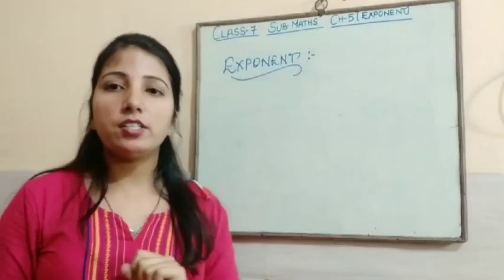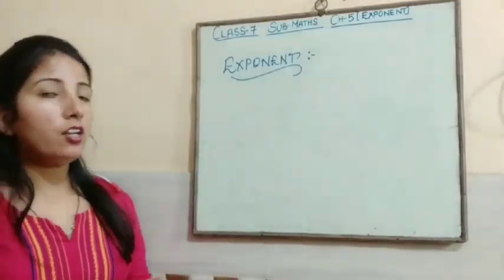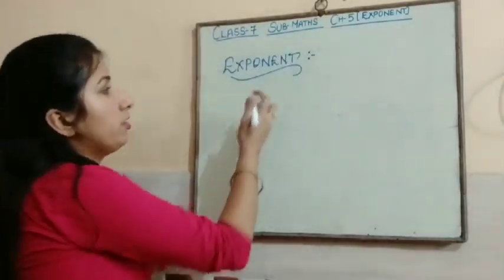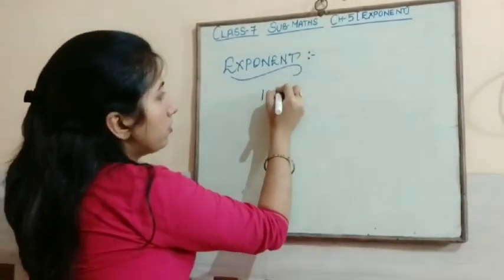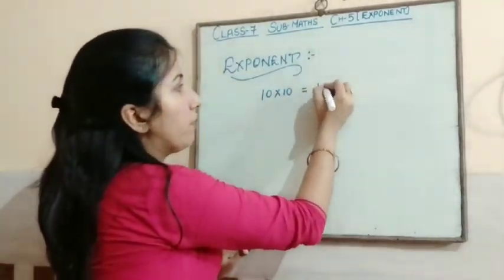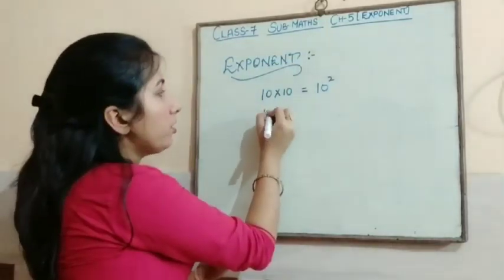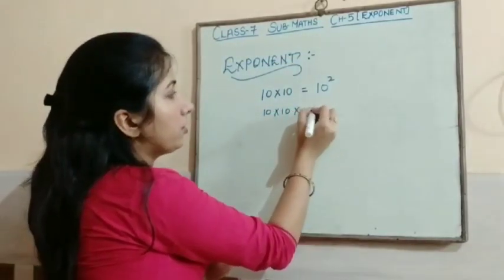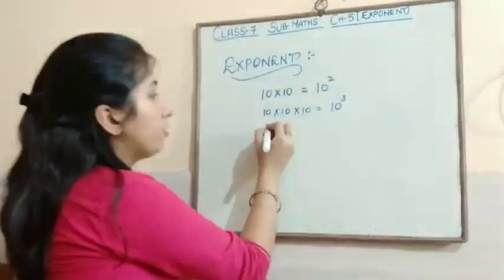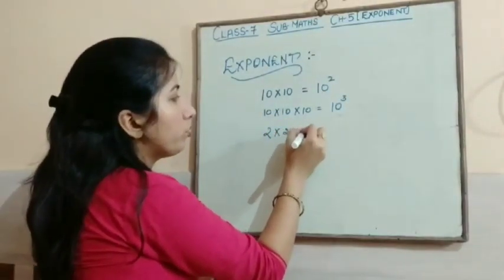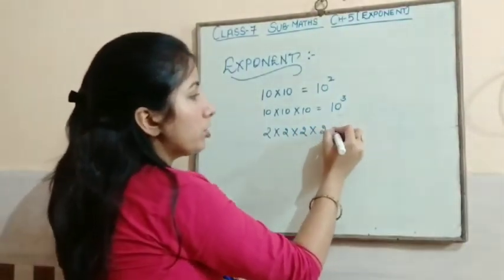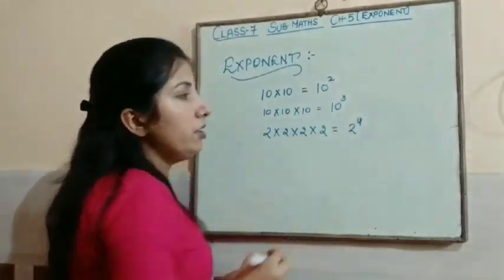So what is an exponent? Exponent is a shorthand notation for multiplying the same number by itself several times. So what does it mean? 10 into 10, I can write this in exponential form as 10 raised to the power 2. 10 multiplied by 10 multiplied by 10 equals 10 raised to the power 3. 2 into 2 into 2 into 2 into 2, this is the 4-time multiplication of 2. So in exponential form, I can write it as 2 raised to the power 4.